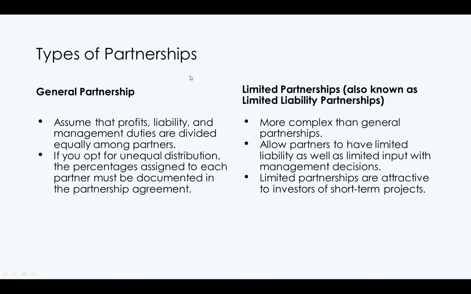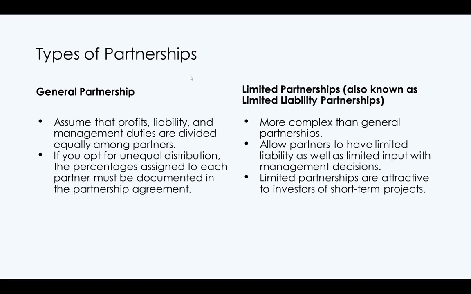So general partnerships, speaking of 50-50, assume that profit, liability, and management duties are divided equally among the partners. So if there's 2 people and a general partnership exists, they each get 50% of all of those. If there's 3 partners, then they each get a third, or 33.333% of the profits and liability and so on. If you opt for unequal distribution, the percentage assigned to each partner must be documented. So if you want to change those numbers, when you originally started the partnership, you have to have that documented.